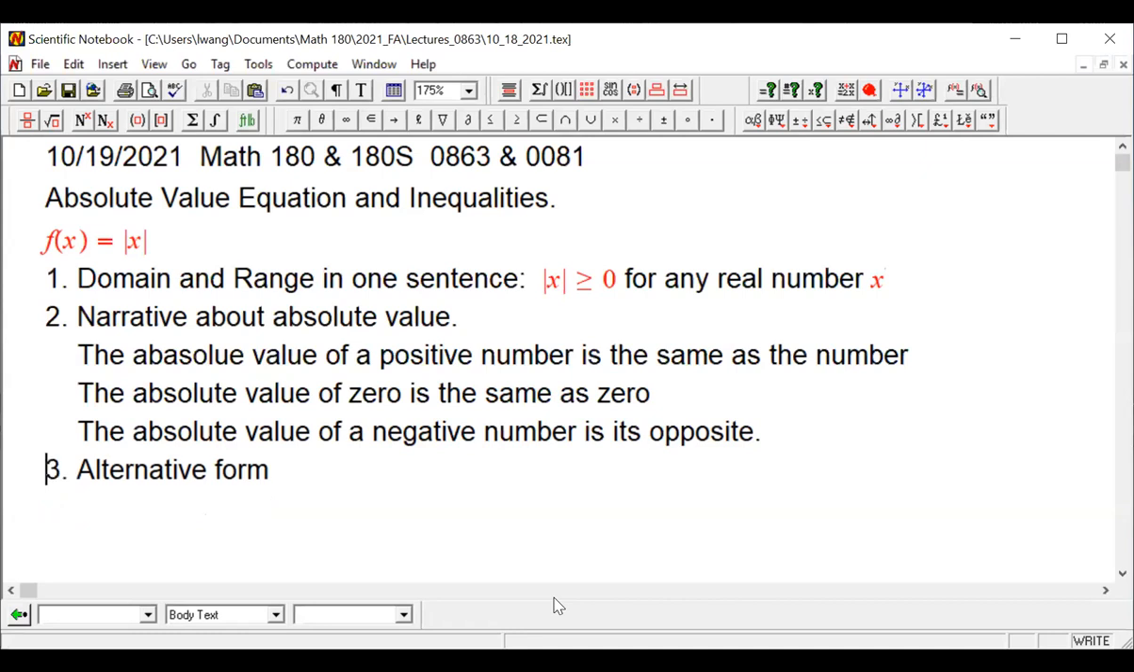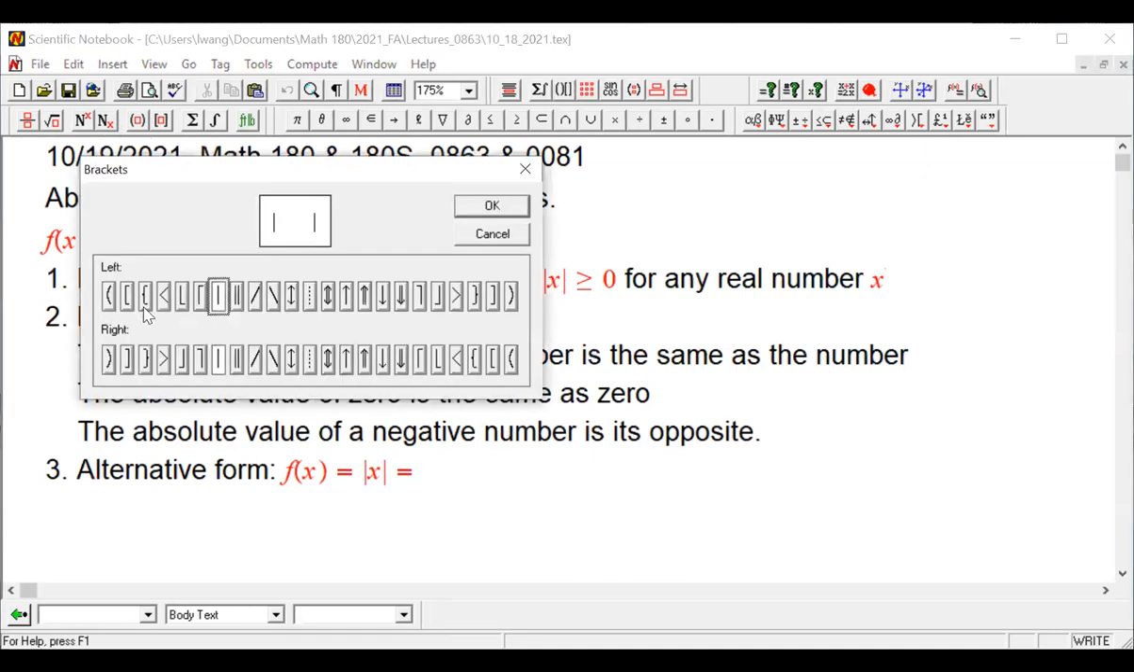These three narratives lead us to the next form, the alternative form. The alternative form is the form that's going to be thrown at you in the beginning of the semester in Calculus 1. You need to understand that thoroughly because you're going to be dealing with variations of it.